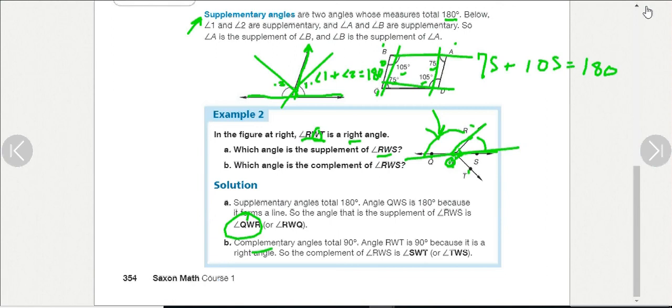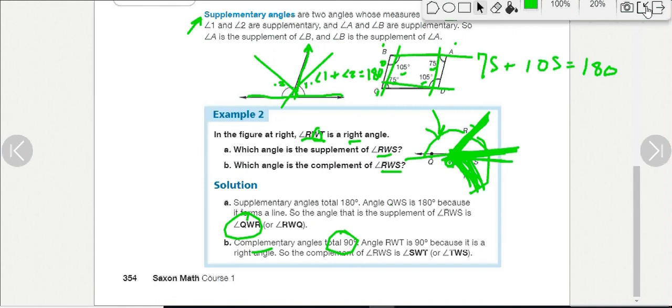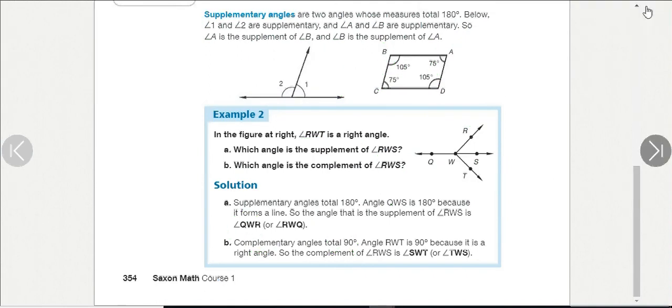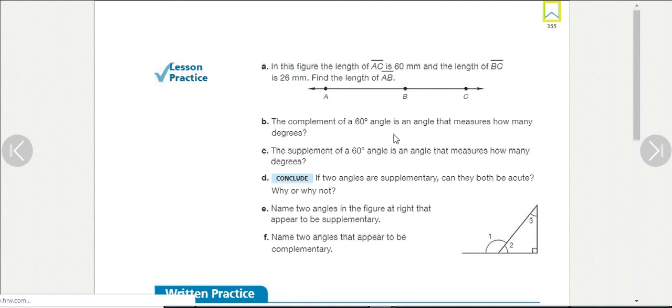Complementary means 90 total. And if it's asking which is the complement of RWS, it's going to be this one right here, because we knew that this was 90. So I'm making a mess of this page. You can look at it in your book. Think about it more. But if you're feeling good, why don't you do A through F? You can skip D.